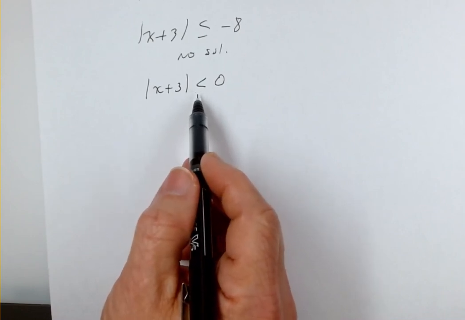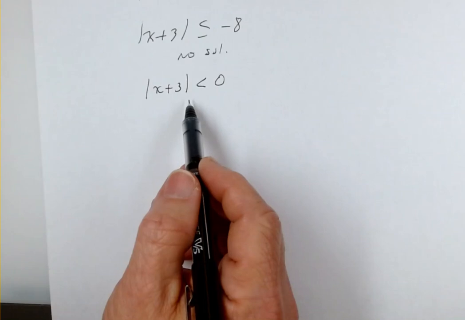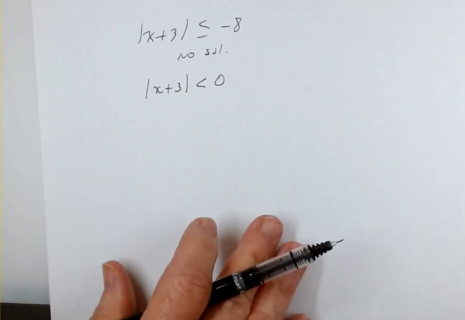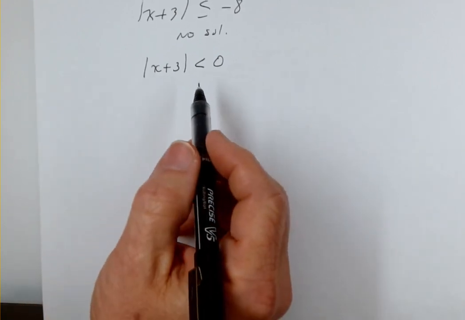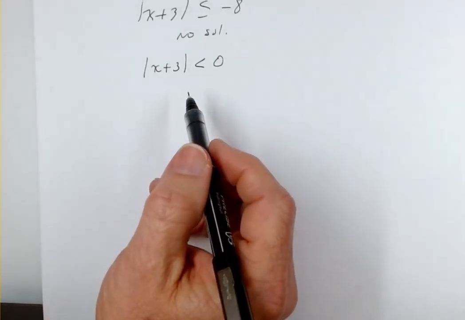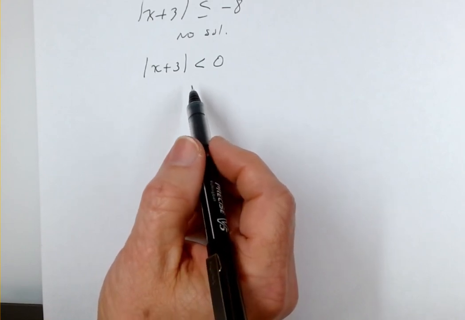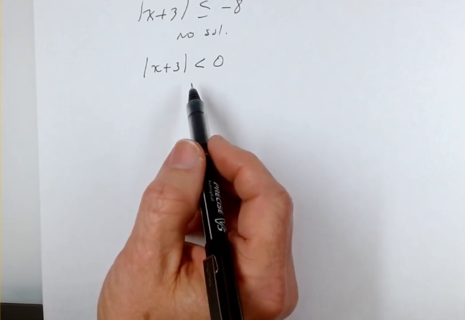Like in elementary school, with the alligator mouth, the Pac-Man. If the mouth is open, that means it's less than. But if it's the opposite of that, it's greater, because they want to eat the bigger number. All right.